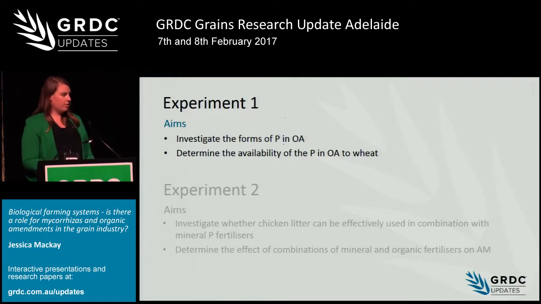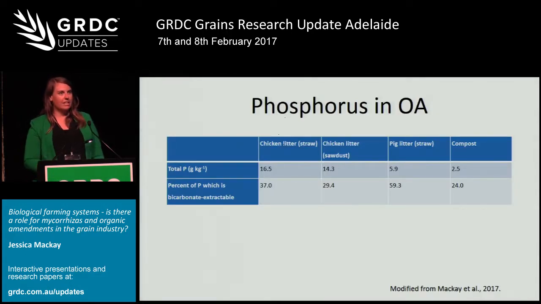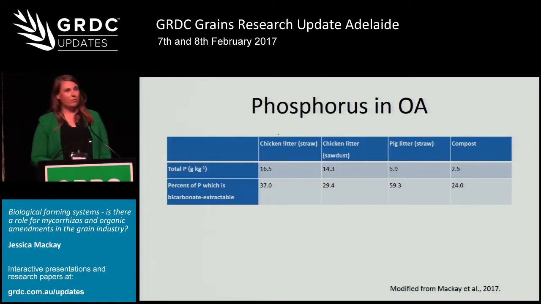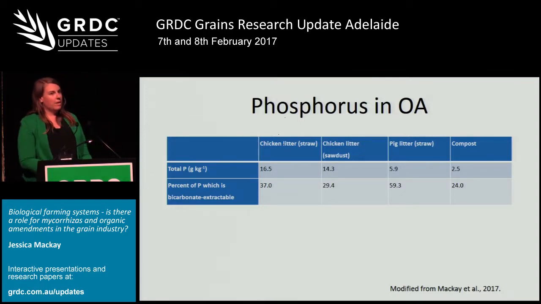So I conducted more than two experiments, but today I'm going to talk about two. The aims of the first experiment were to investigate the forms of phosphorus in the organic amendments and determine the availability of that phosphorus to wheat. So I analysed 2 chicken litters, a pig litter and a compost, for both the total phosphorus that they contained and the percent of phosphorus which was bicarbonate extractable. The bicarbonate extractable method is essentially the same as the Colwell phosphorus method, so it can give an indication of the availability of that phosphorus.